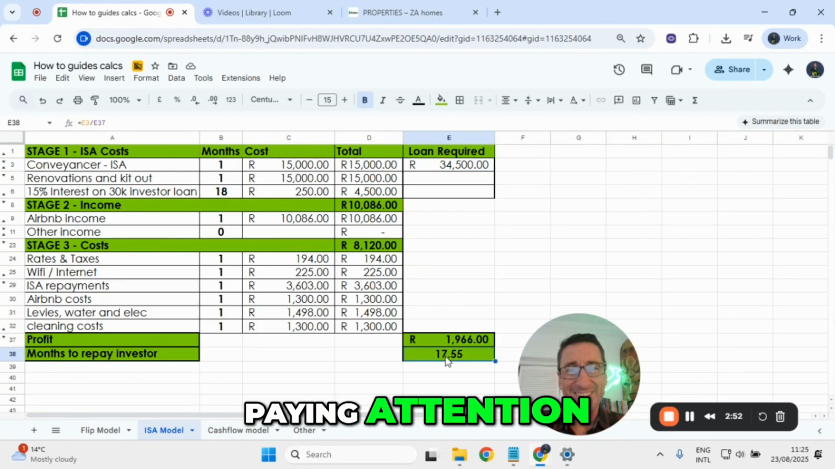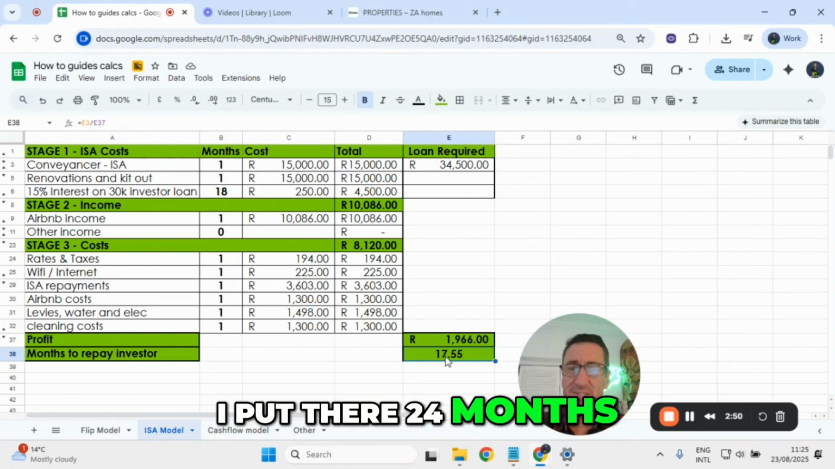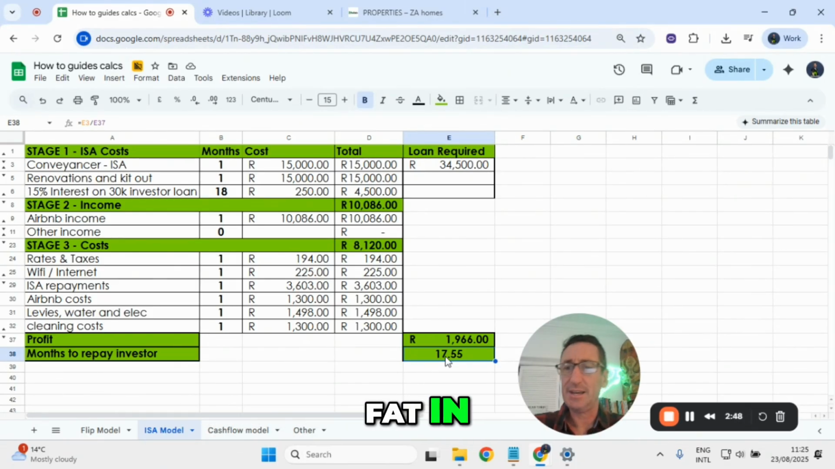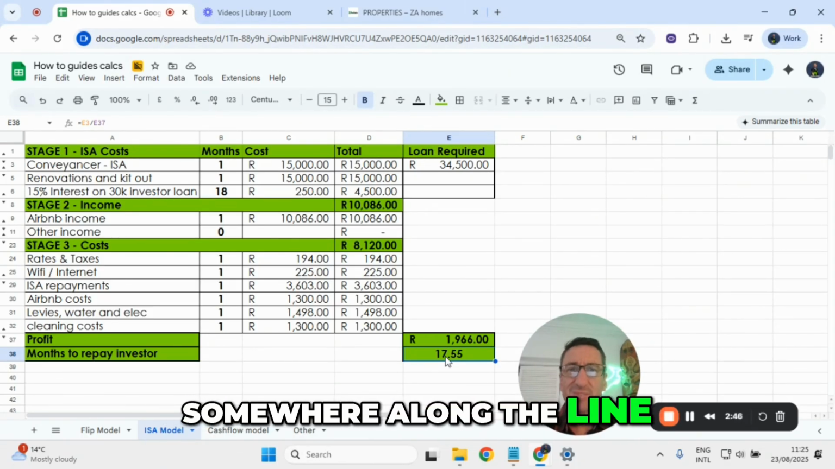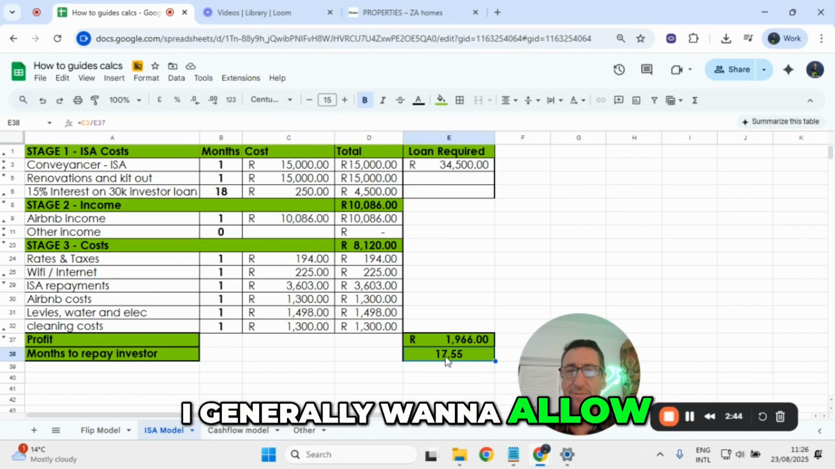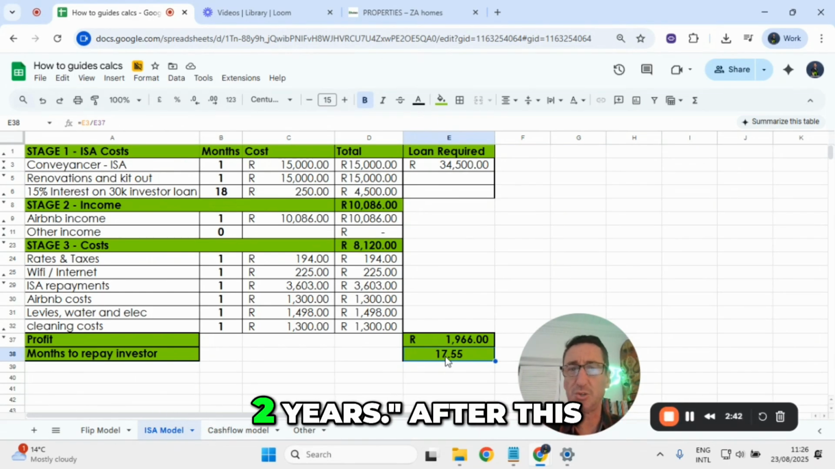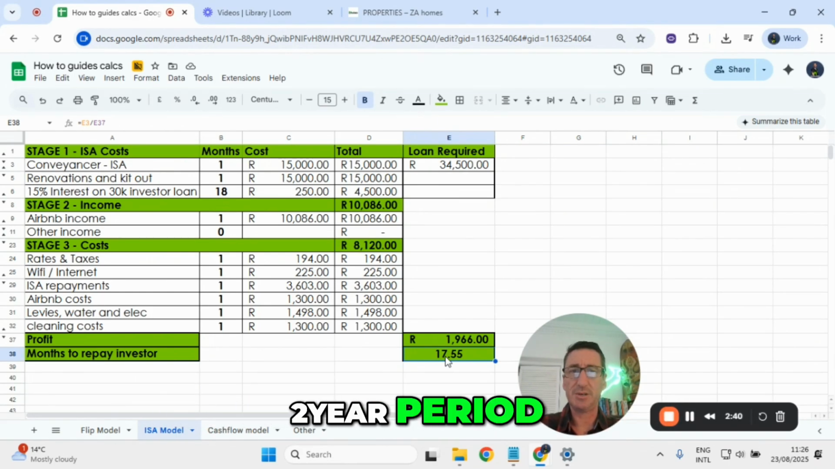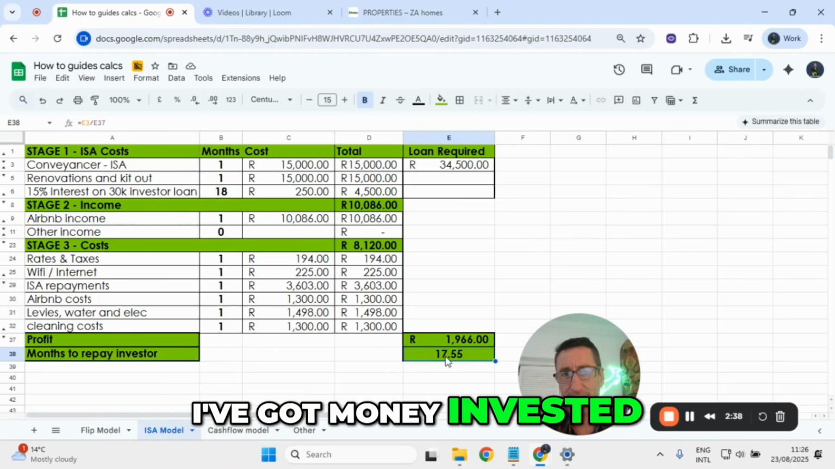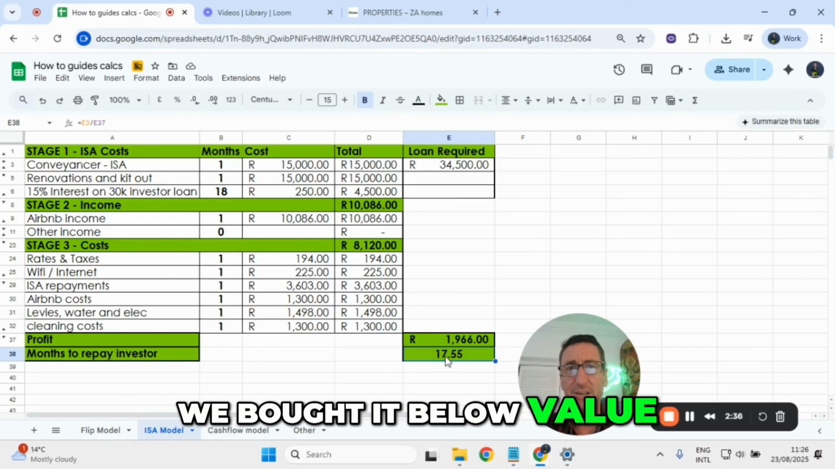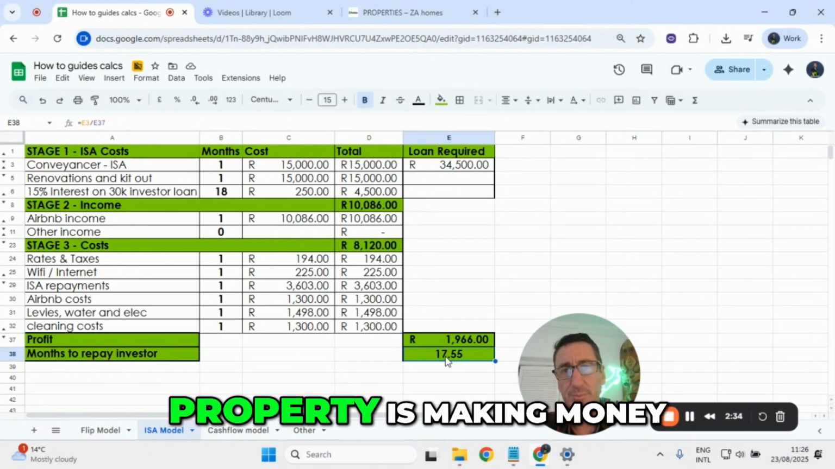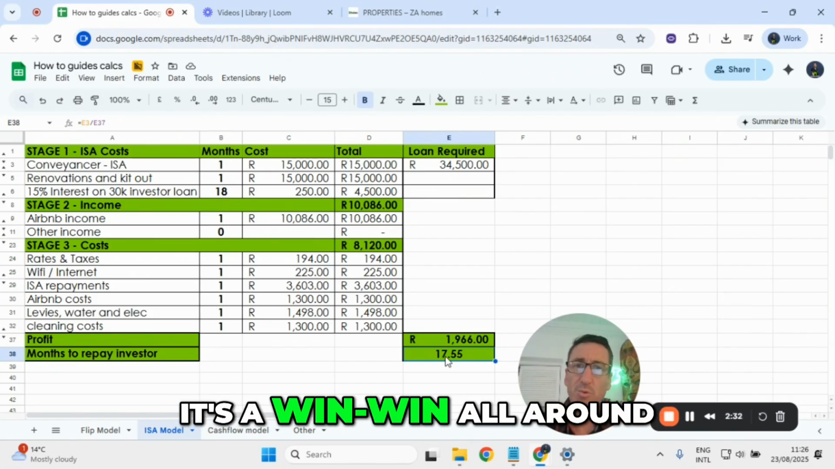For those who are paying attention on the website, I put there 24 months. That's because I always put a bit of fat in. Undoubtedly, somewhere along the line, something's going to go wrong, and I generally want to allow for that. So I say to the investor, I'll give you up to 2 years. After this 2-year period, that money's mine. I've got money invested in the property. We bought it below value, so I know that the capital in the actual property is making money as well. It's a win-win all around.